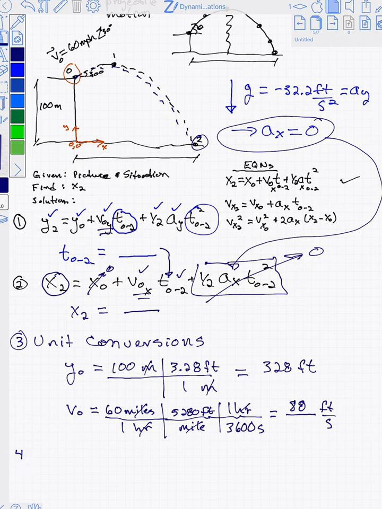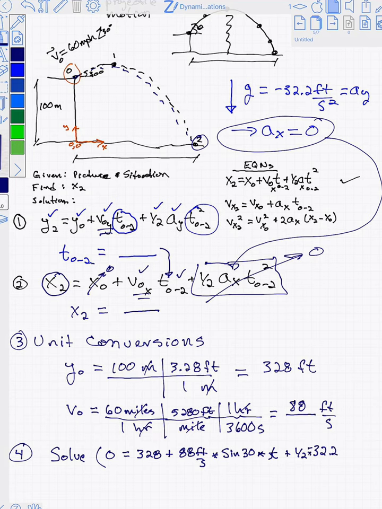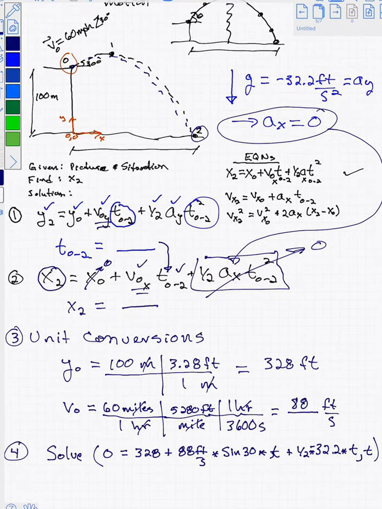We're going to solve this first equation, where y2 is 0 and y initial is 328 feet, and the initial velocity in the y direction is 88 feet per second times the sine of 30 degrees times the time from 0 to 2, plus 1/2 times negative 32.2 feet per second squared times time squared. And we're going to solve this for time.